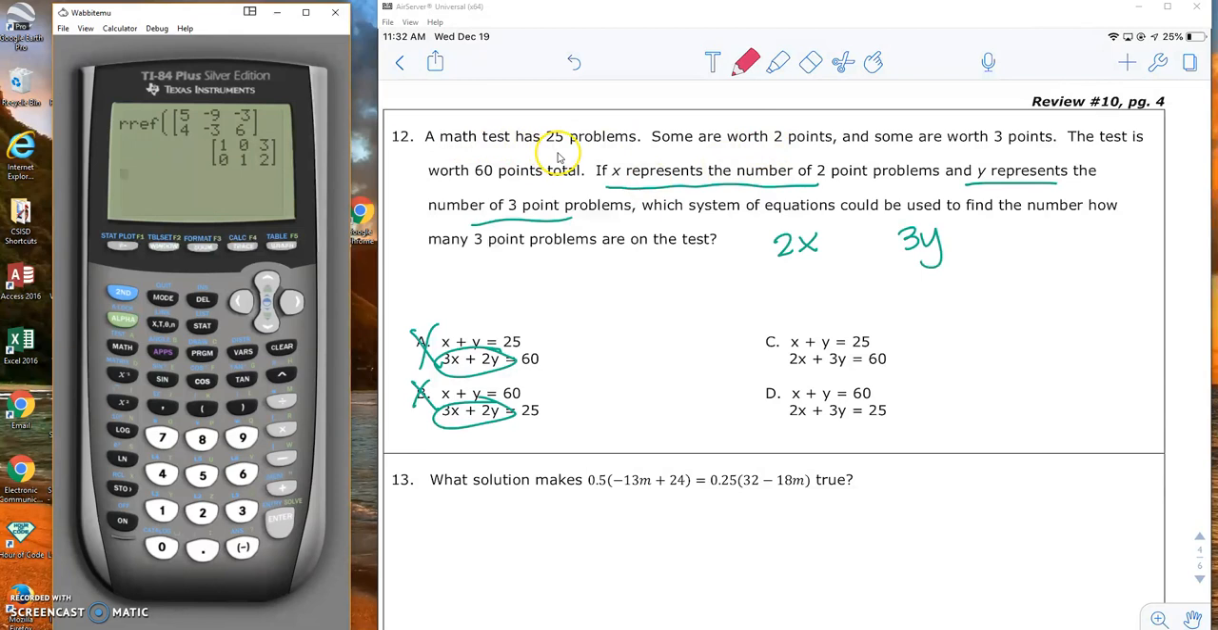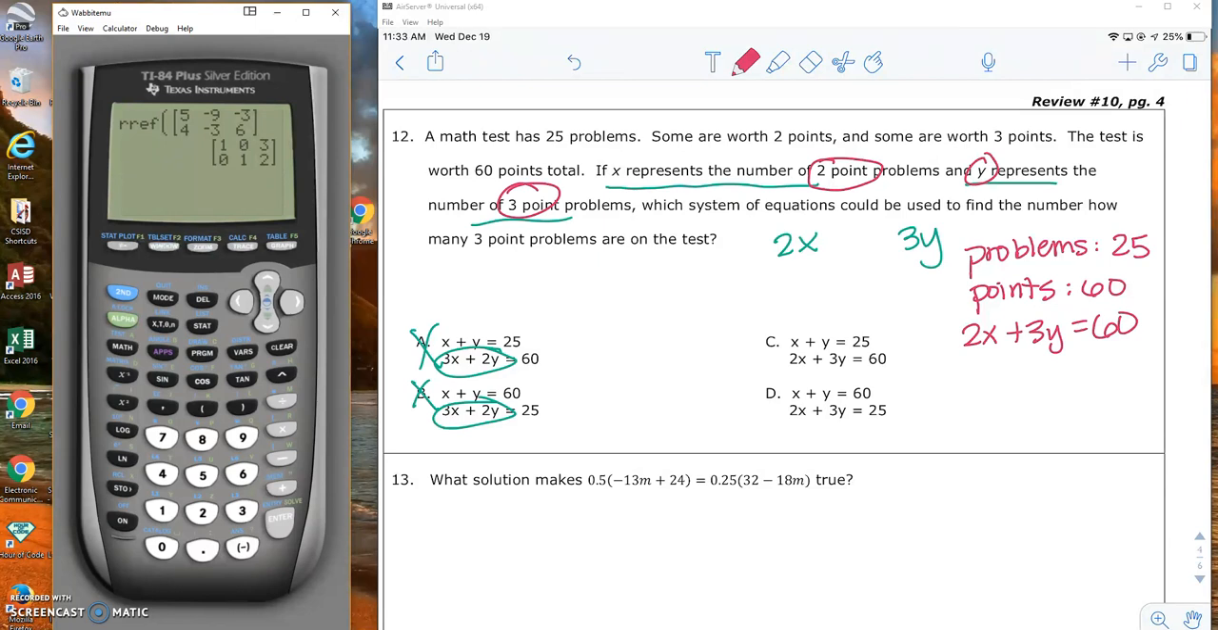There are 25 total problems, and then we also have information about points. So I know something about problems that has a total of 25, and points that has a total of 60. Now they tell me X goes with 2 points. So 2 in X and 3 points in Y. Points plus points need to equal points. So that's going to knock out answer D, which means it has to be C. So C has problems plus problems equals problems, points plus points equals points. D has problems plus problems equals points, and points plus points equals problems.